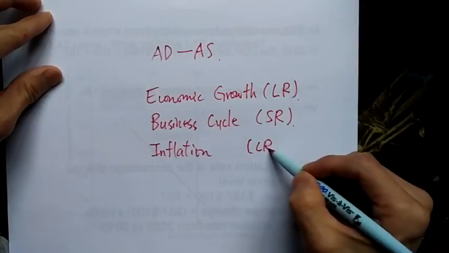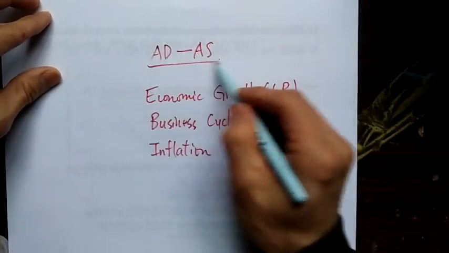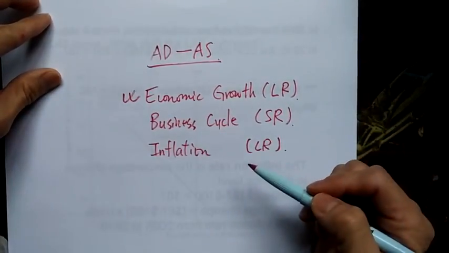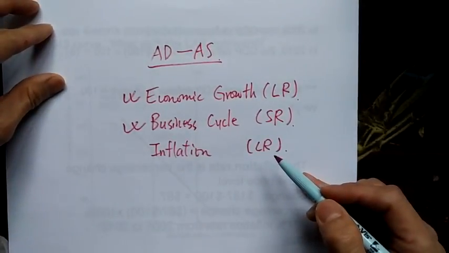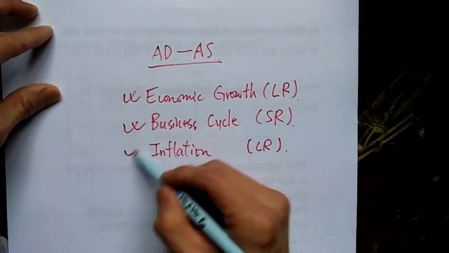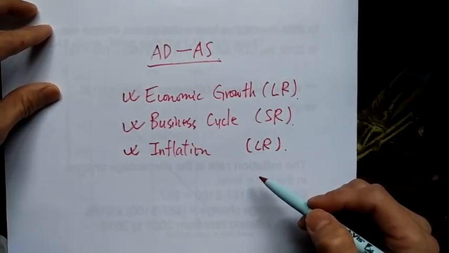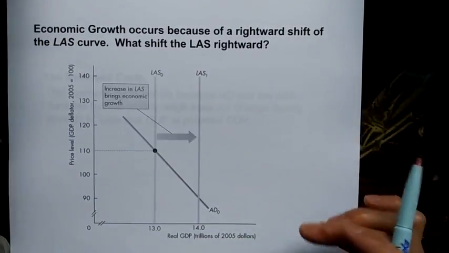Inflation is a long-run phenomenon. Okay? So we are going to use the aggregate demand and aggregate supply diagram to study long-run economic growth, short-run economic fluctuations, that is the business cycle, and the variable on the y-axis, the change in price level, that is inflation. So let's talk about the first one.